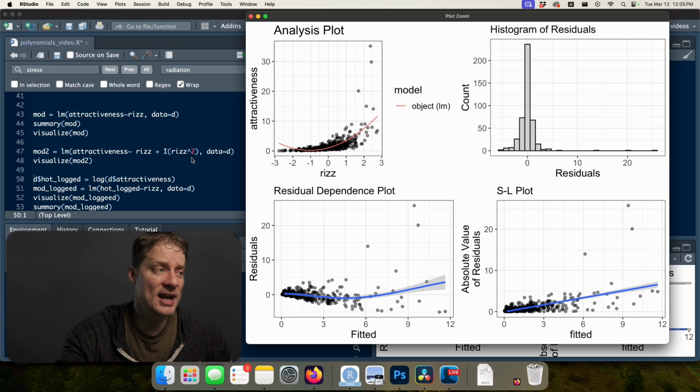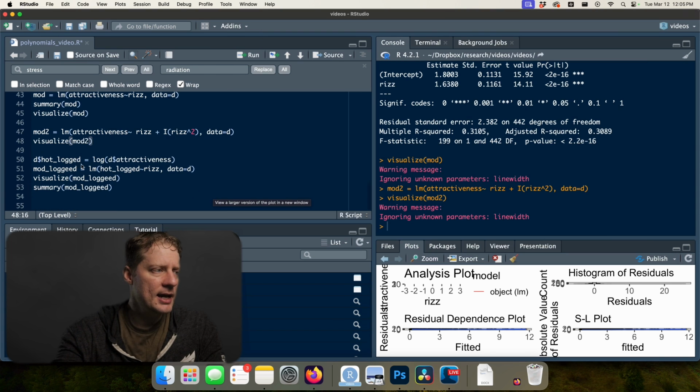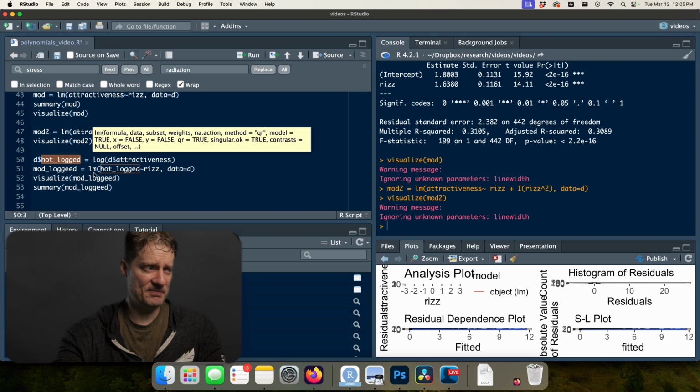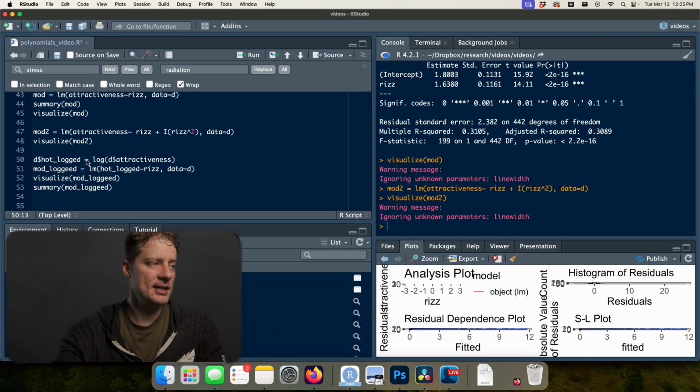So instead, we're going to do a log transformation. And to do that, I'm going to create a new variable called hot logged. Didn't realize until now that sounds like hot dog. That's awesome. Hot logged, or your hotness score or attractiveness score logged. And all I'm going to do is say hot logged is equal to log of D dollar sign attractiveness. So I'm taking your raw attractiveness score and then taking the log of that.